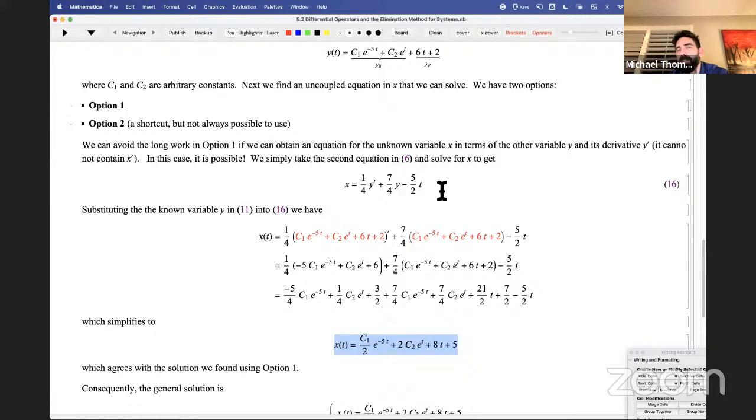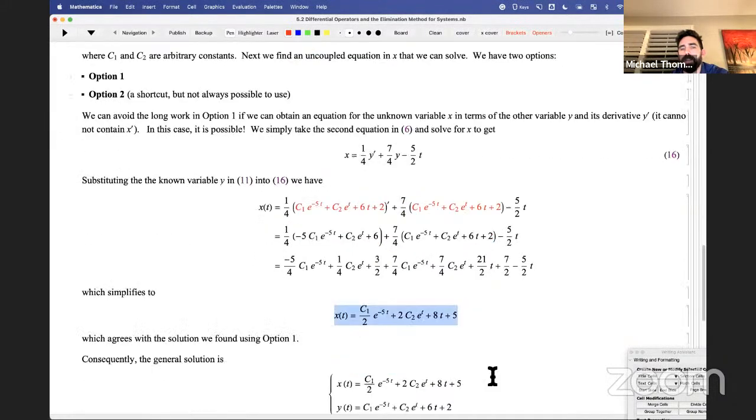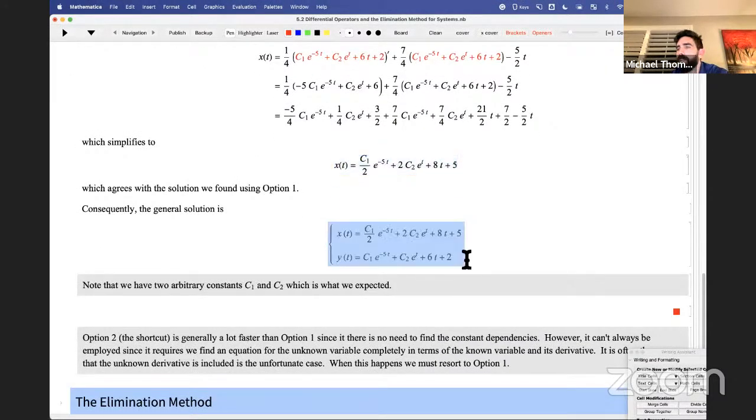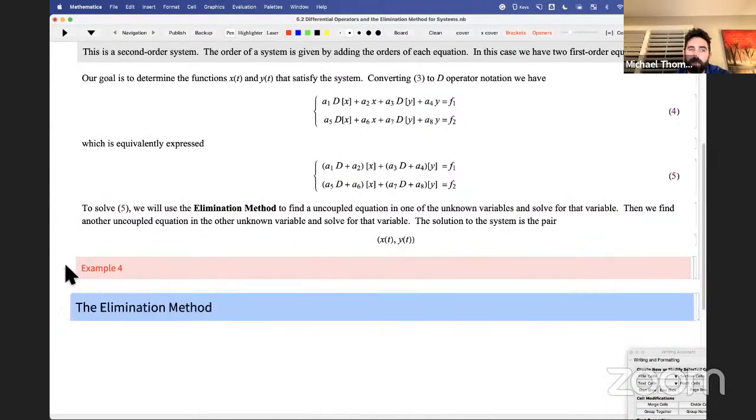But again, it relies on the fact that you can find an equation for the unknown variable completely in terms of the known variable y. Okay, so that part's important. Okay, so we've got our general solution. So there's the y, there's the x. And so there's our general solution. Notice we have two constants, which is what we expected. Is that okay? Okay. All right, so finally, we're going to generalize what we just did.